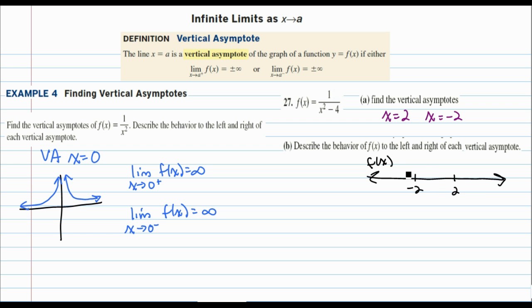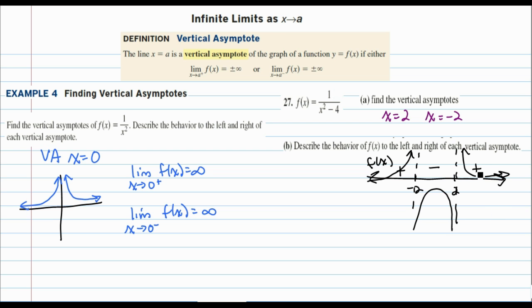If I plug in a number way left of negative 2, so like negative 1,000, I'm going to get a positive value output. If I plug in a number between negative 2 and 2, easiest one is 0, I'm going to get a negative value. If I plug in something really, really large, like positive 1,000, 1 over positive 1,000 squared minus 4 is going to be positive. So I can tell you that my function is going to go positive here, it's going to be negative here, and then positive here.